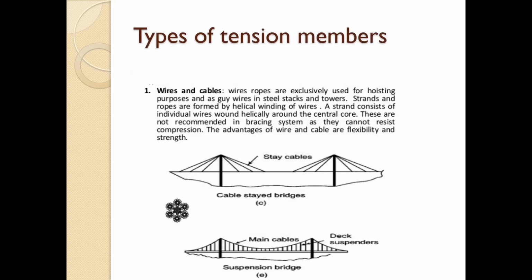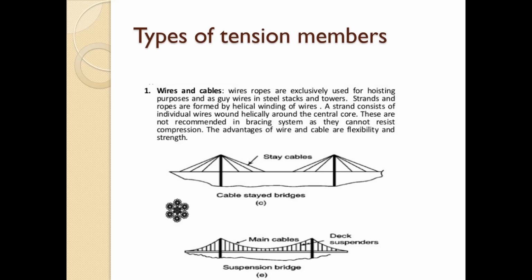Now, the types of tension members. What are the types of tension members? First, wires and cables. Wire ropes are exclusively used for hoisting purposes, and as guy wires in steel stacks and towers. Strands and ropes are formed by helical winding of the wire. You might have seen the wires near the electrical poles, and those wires are strands and ropes formed by the helical winding of the wire.